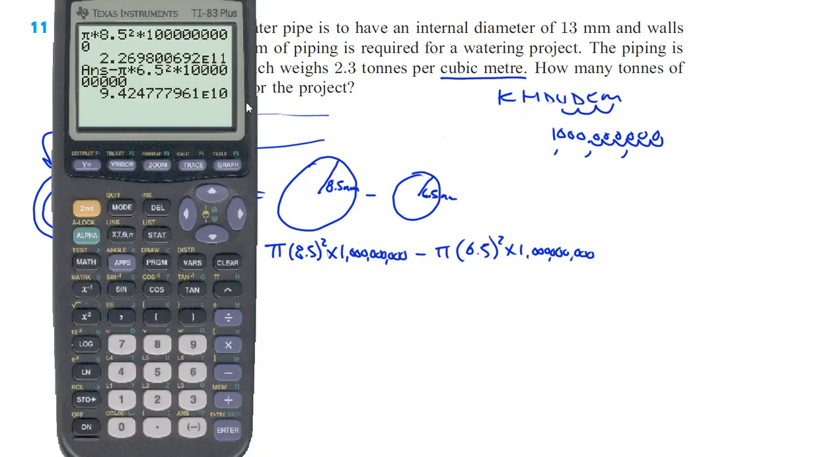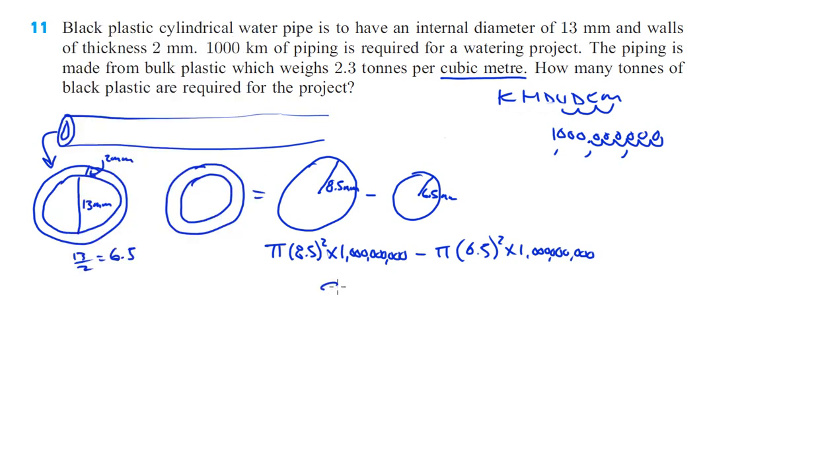Here's the great part about this. This says we got to move the decimal to the right 10, but then we got to move it back 9. So really we just have to move this decimal over here 1 spot. So it should be 94.248, and that is cubic meters of plastic, right?